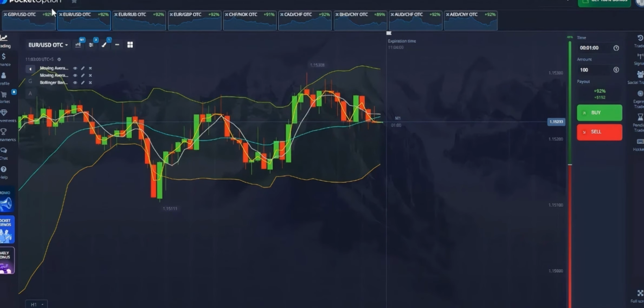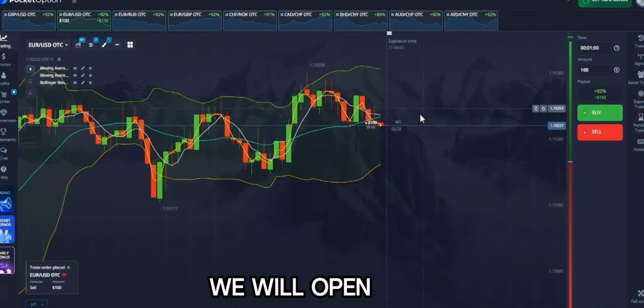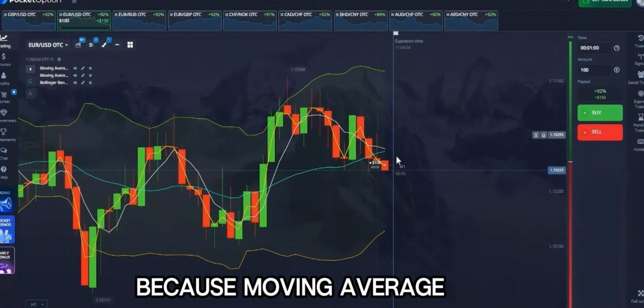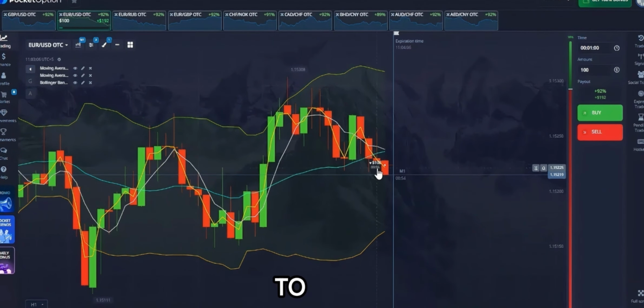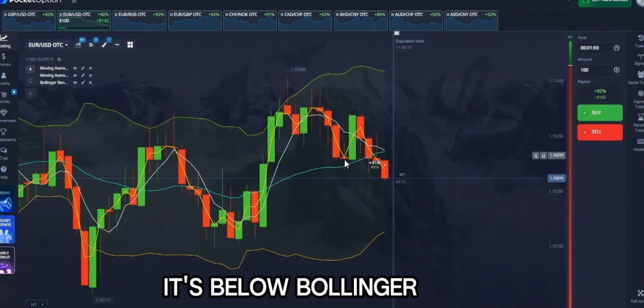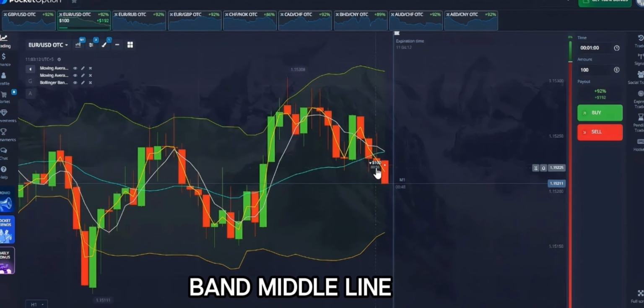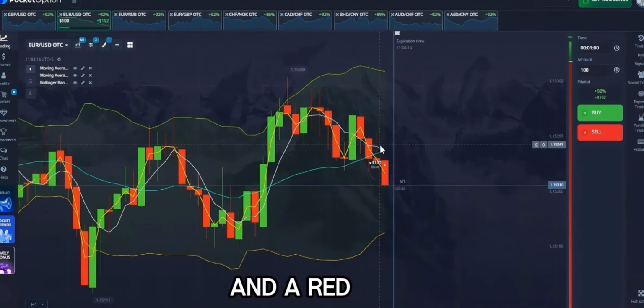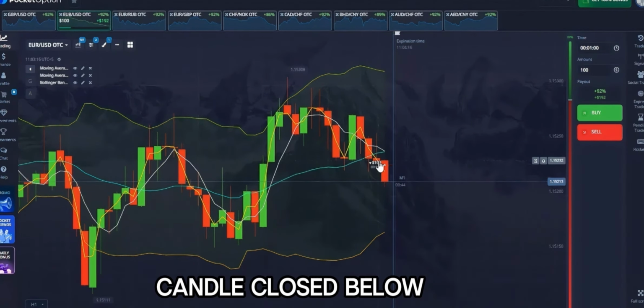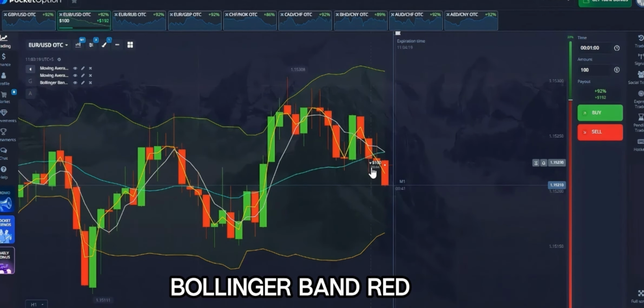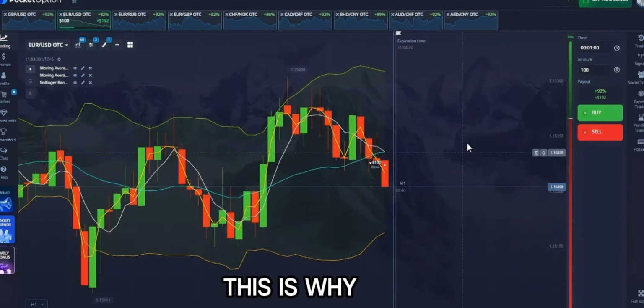We'll open a sell signal here because moving average 2 is below the Bollinger Band middle line, and a red candle is below the Bollinger Band red line. This is why we opened a sell trade here.